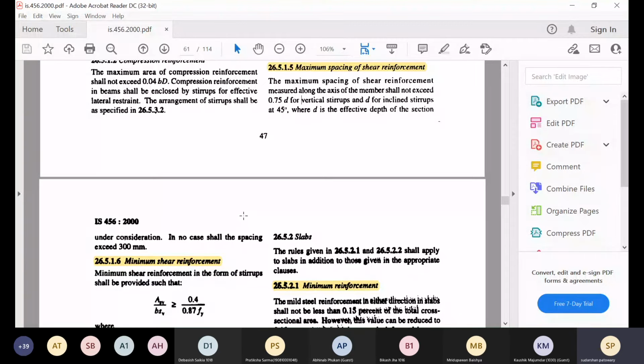Now, if you are designing the beam from the stirrups or shear point of view, after checking tau C and tau V you find that tau V is greater than tau C. Then you have to find the spacing by the expression we just derived. Am I clear to you?